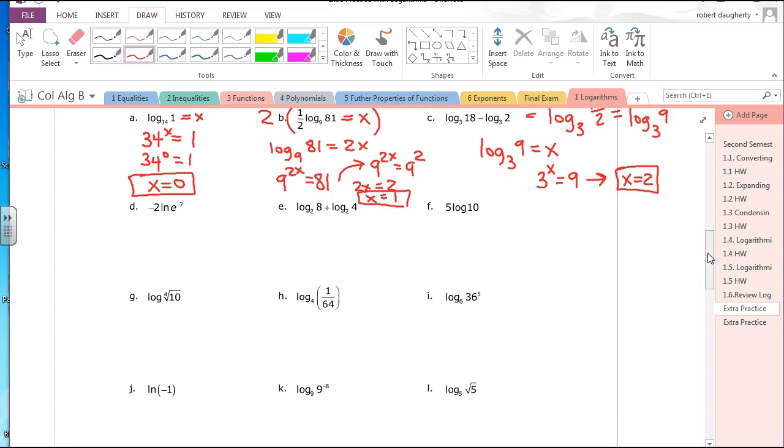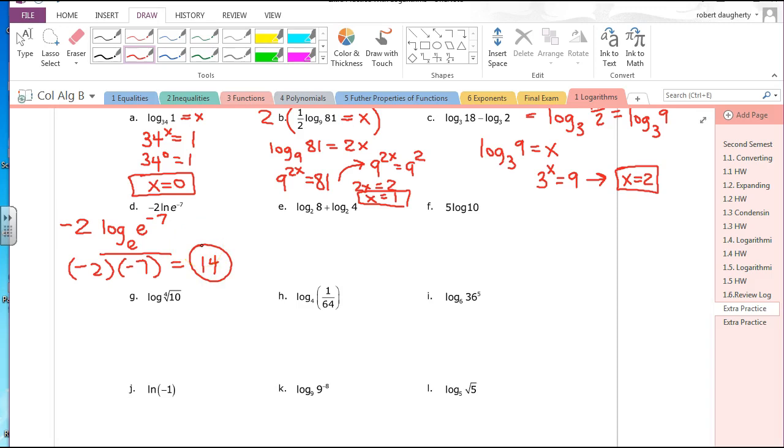Minus 2, natural log of e to the negative 7th. So minus 2, I'm going to write this as log base e of e to the minus 7. That simplifies. Log base e of e to the minus 7 is minus 7. So this is just negative 2 times negative 7, which is 14.